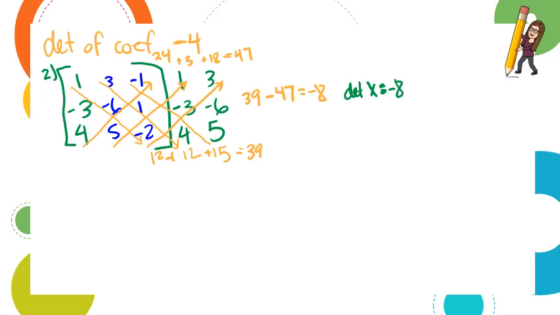All right, next step, we're going to take a look at dealing with the y values. So that means I'm going to replace my y column with my answer matrix. Now that's going to become my 1, my -3, and my 4, which means I keep the original x and z values.